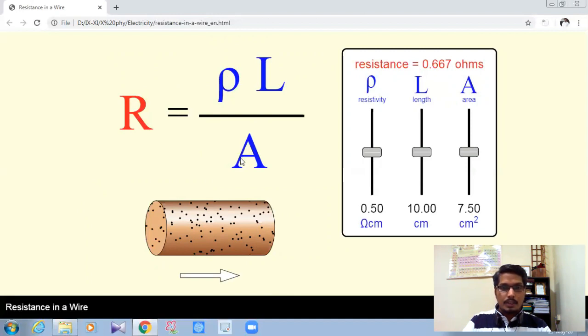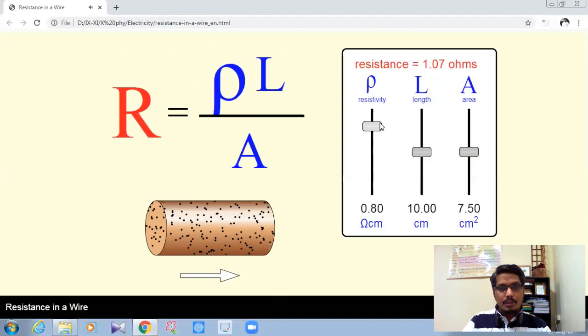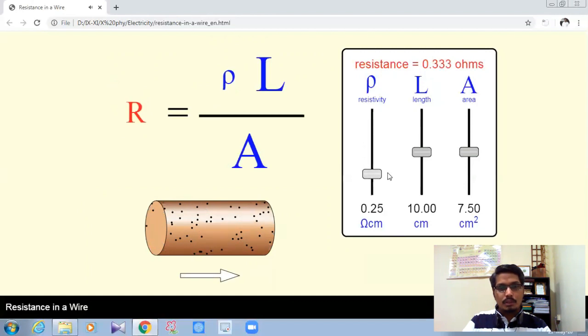Let us see what happens when we are increasing the resistivity rho of the material of the conductor. The rho here, now the value is 0.5 ohm centimeter, which is not the SI unit, but it's given in ohm centimeter. Let us see what happens to the resistance when we are increasing the resistivity of the material of the conductor. You can see here, when the resistivity increased, resistance also getting increased. When we are reducing the resistivity, resistance is also getting reduced.